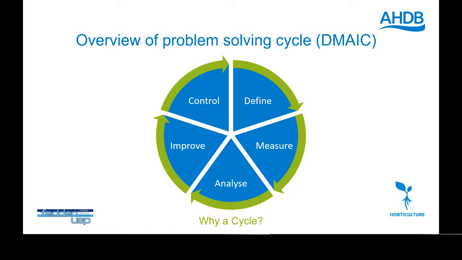Improve is then about saying, well, can we try things, test things, make some improvements to ensure that we resolve the root causes. So this is about selecting solutions. And then finally, control is about ensuring that's embedded across the whole of the organization.